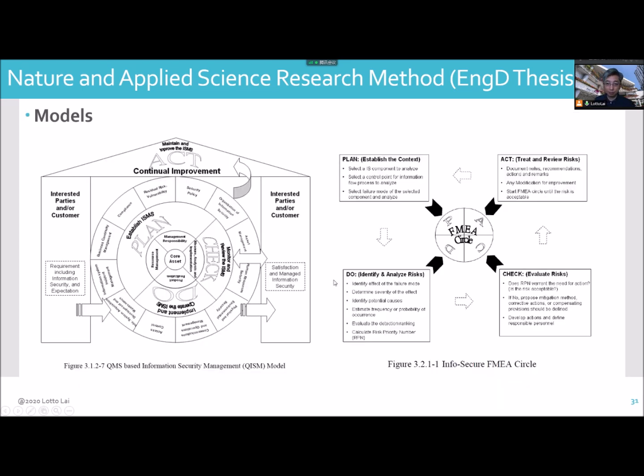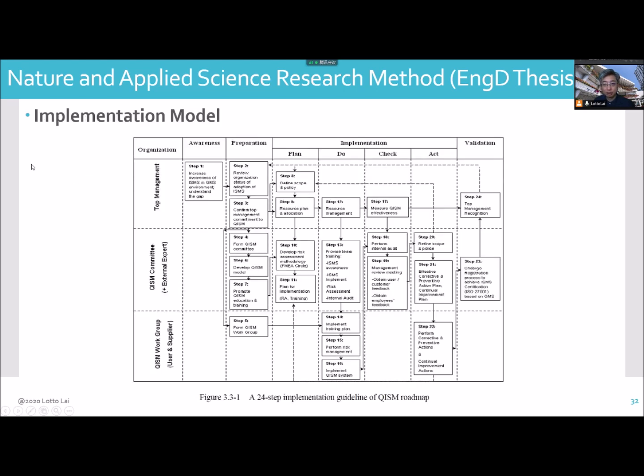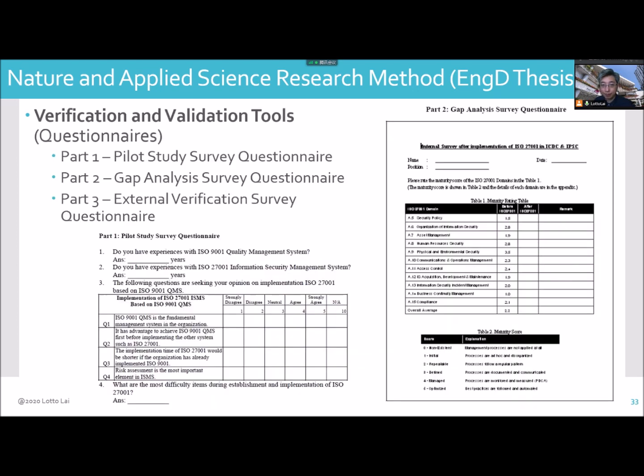This is a model I set up, and another tool model, the FMEA, and the user pendulum track circle. After that, we proposed the implementation model for the company to follow up and validate in each step. And then for verification and validation, the tools used different questionnaires to ask our experts and our staff.